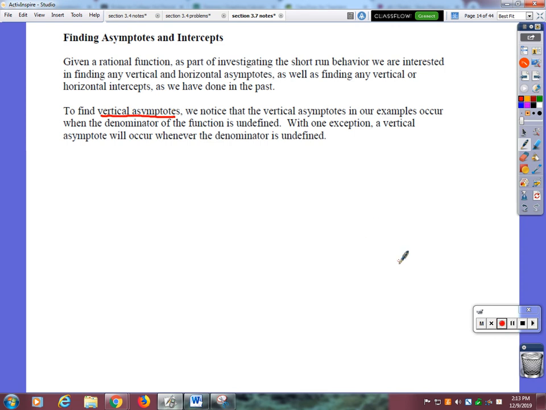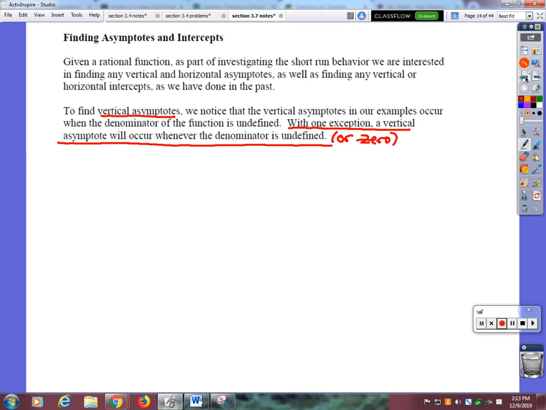And this is worth writing down if you're a note taker. A vertical asymptote will occur whenever the denominator is undefined. What does that mean exactly? What is undefined? I want to go for 0. So what we're going to do is take the denominator of the function and set it equal to 0. And then the answers that we get, that's where the vertical asymptotes will be.